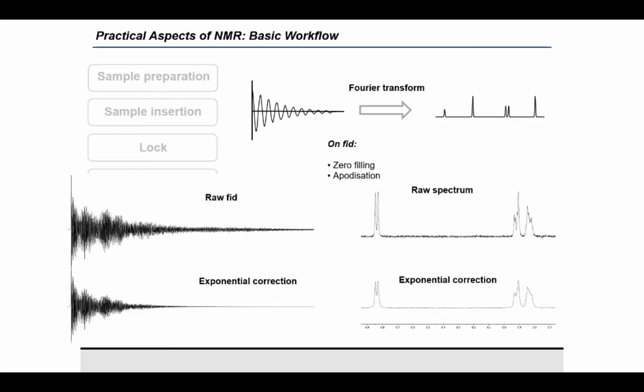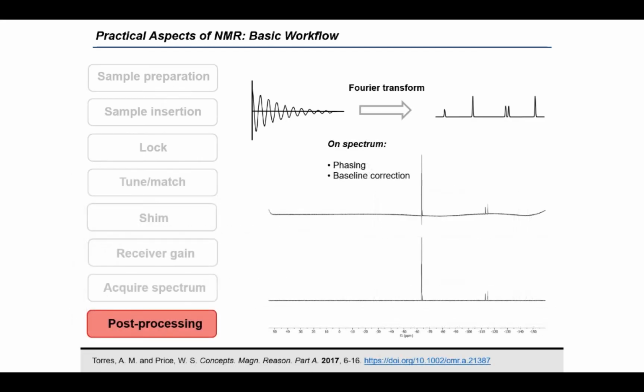So it's always a trade-off. You're losing noise, but you might also be losing quite a bit of the fine structural information. Once we've Fourier transformed the data, sometimes there's a bit of processing that we need to do on the spectrum itself. So sometimes our peaks aren't all perfectly positive, and we need to apply what we call a phase correction onto it.